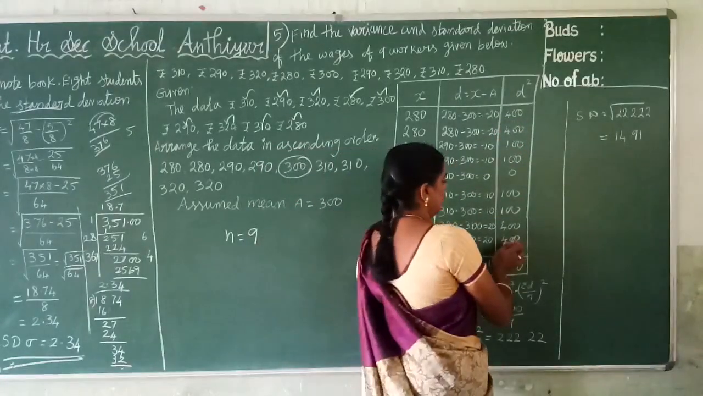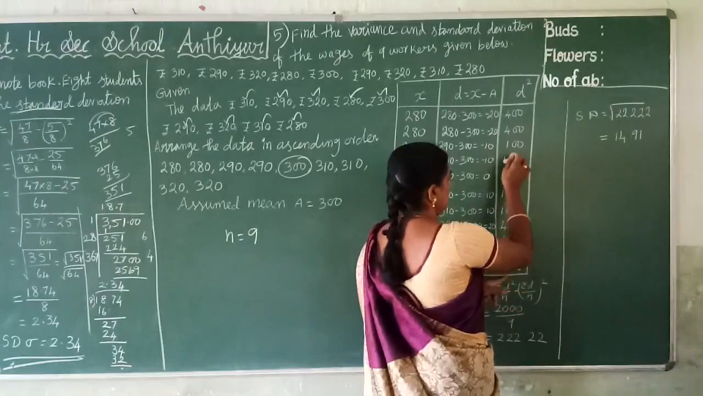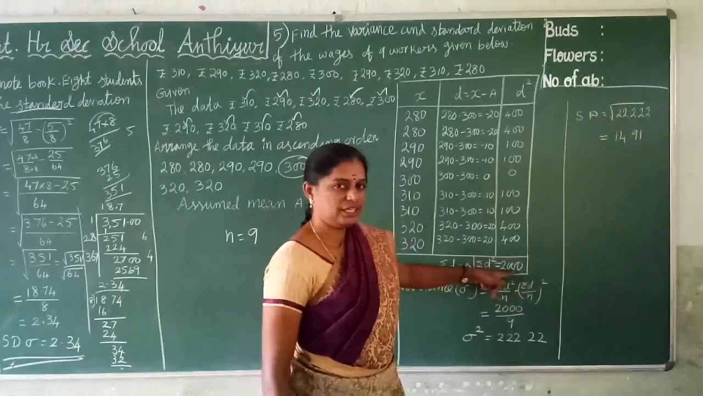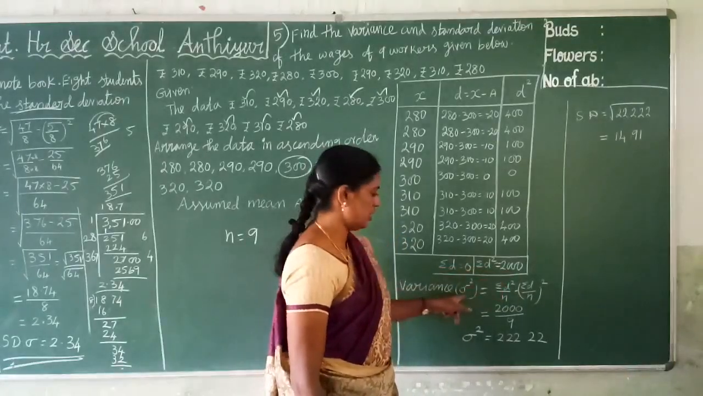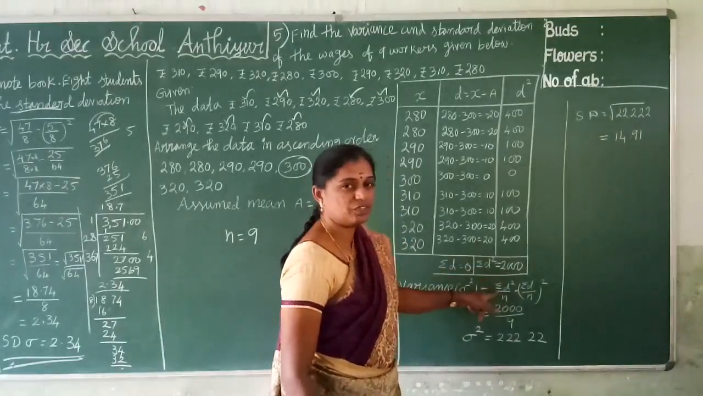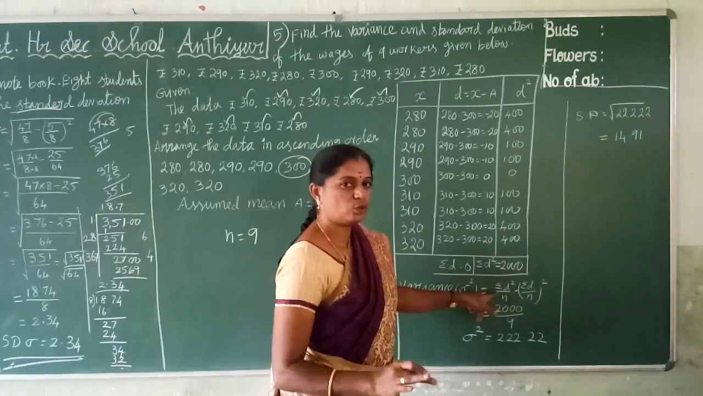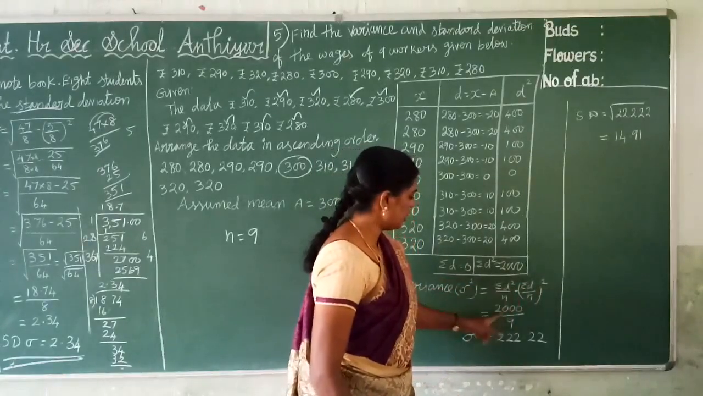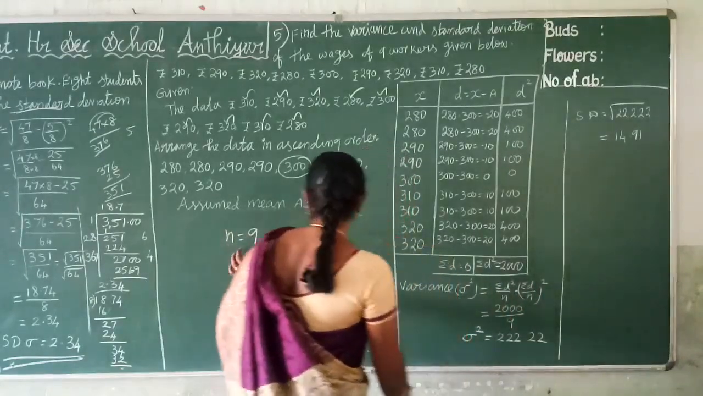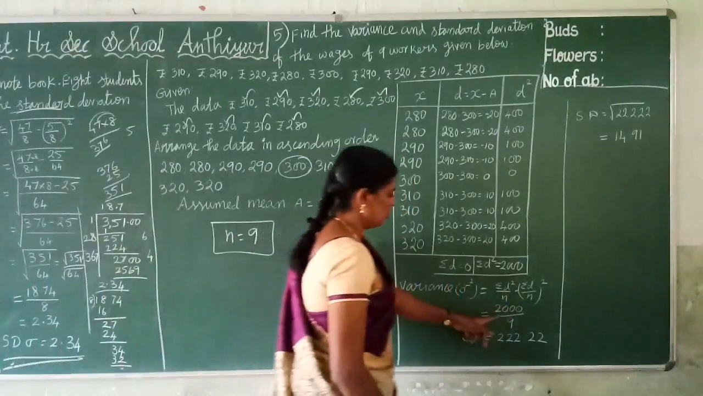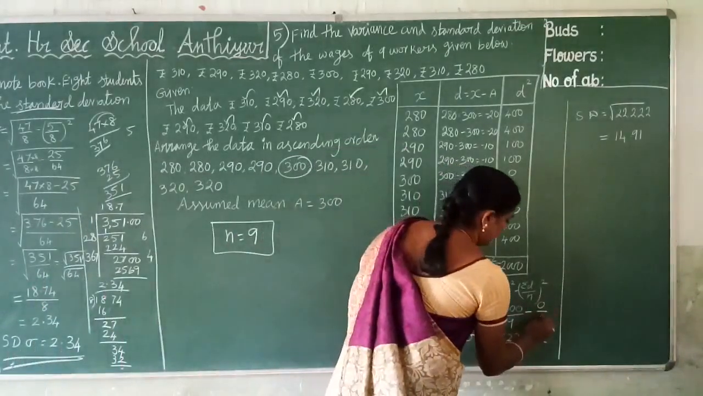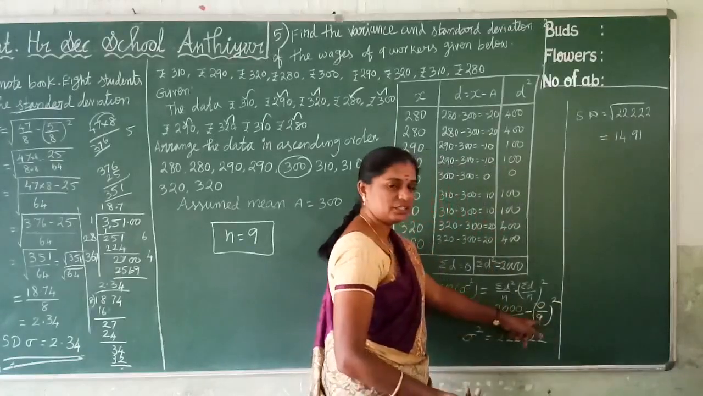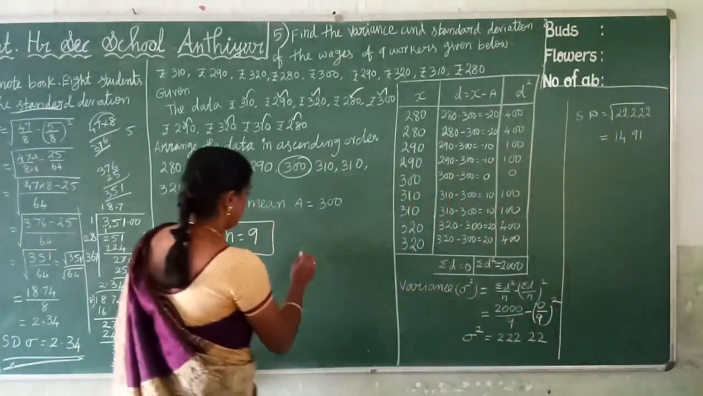Add here: 4 plus 4, 8, 9, 10, 11, 12, 12 plus 4, 16 plus 4, 20, and add 2, 0. So 2000. Clear? And write the formula. Variance sigma square is equal to, here no need to put root. Standard deviation only root; variance no need root. Sigma square equals summation d square by n minus summation d by n whole square. Summation d square 2000 by n, 9. The n value is 9. So minus summation d, 0 by 9. Clear? So 2000 by 9, ordinary division. 0 by 9 is 0, 0 also 0.